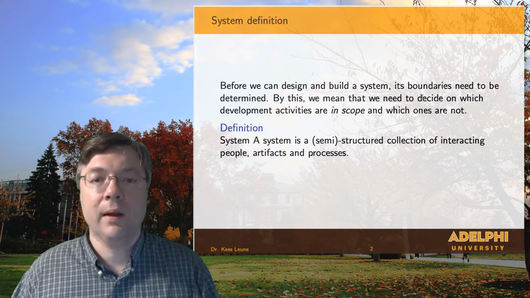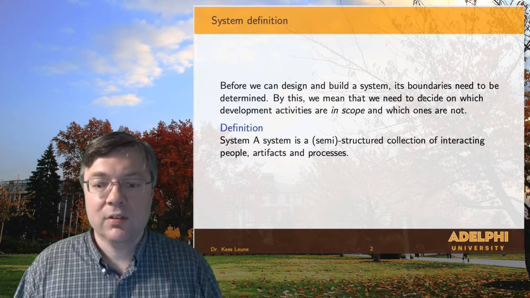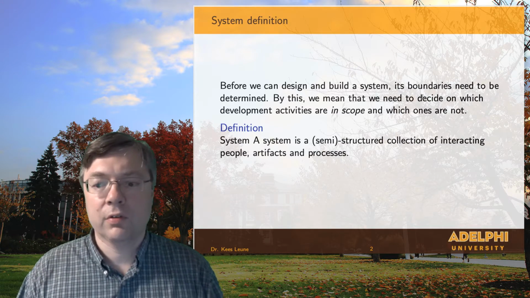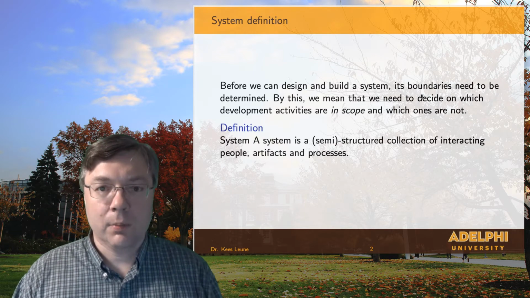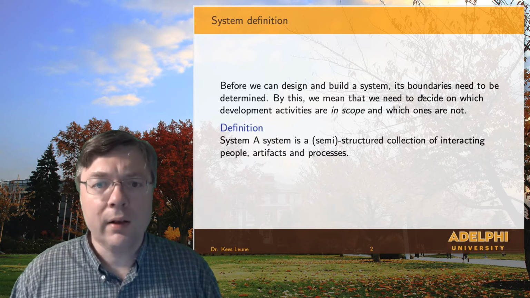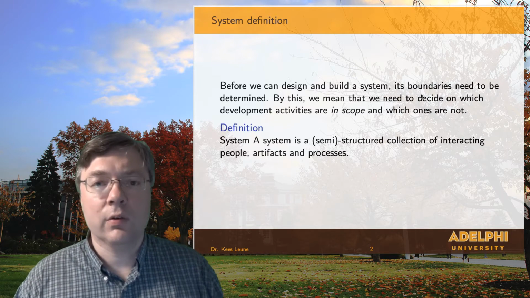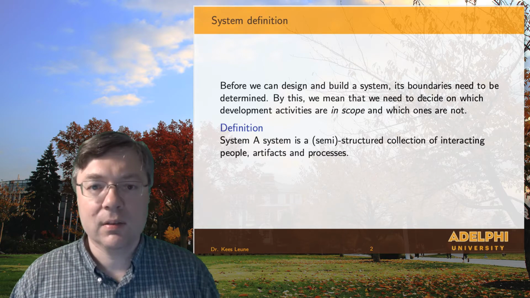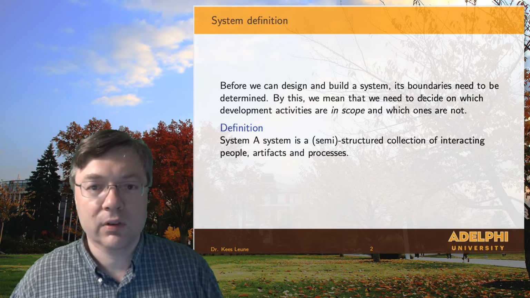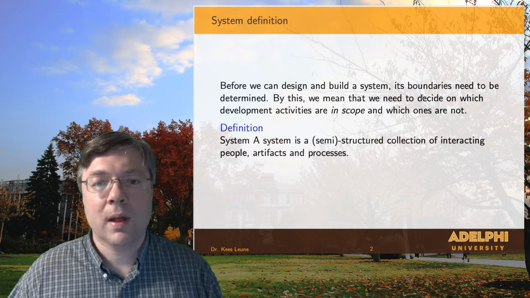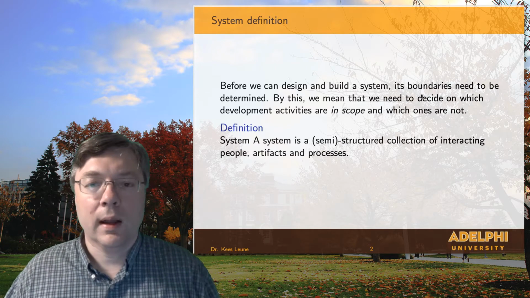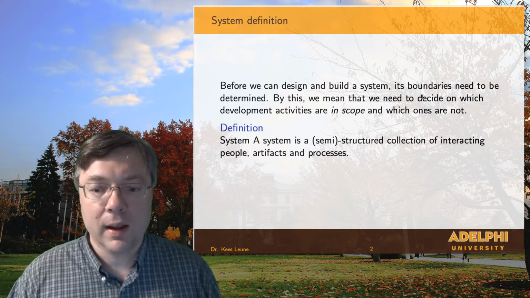So first of all, what we have to acknowledge is that a system is a structured or a semi-structured collection of interacting people, artifacts, and processes. There are all kinds of different systems out there. Some of them are man-made systems, other ones are naturally occurring systems. Obviously, since we are talking about databases and database management systems, we are looking at systems that are artificially created.